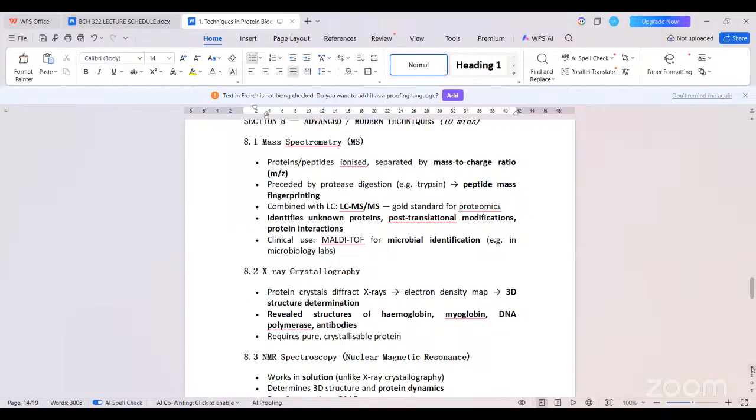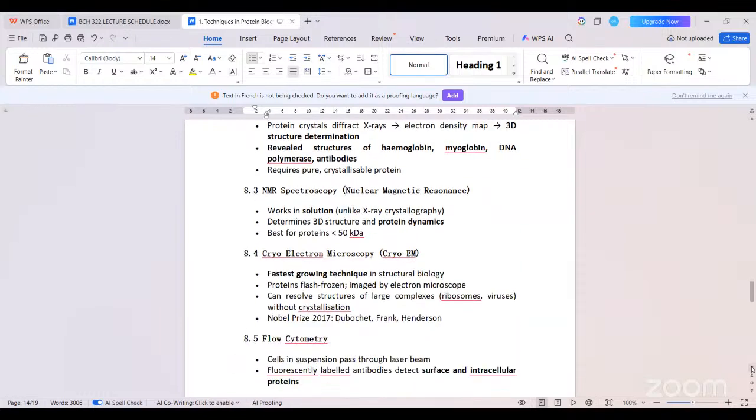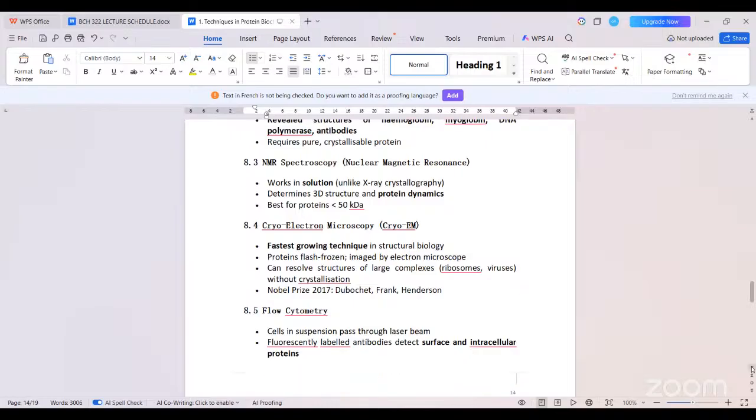Then we have the X-ray crystallography. The X-ray crystallography is used with quantification of proteins using the crystal diffraction X-ray, and it reveals the structure of hemoglobin, myoglobin, DNA, polymerase, antibodies. We also have the NMR, nuclear magnetic resonance, and it determines the 3D structures and protein dynamics.